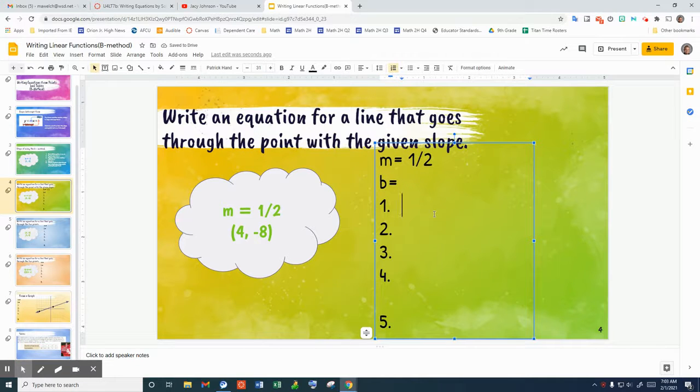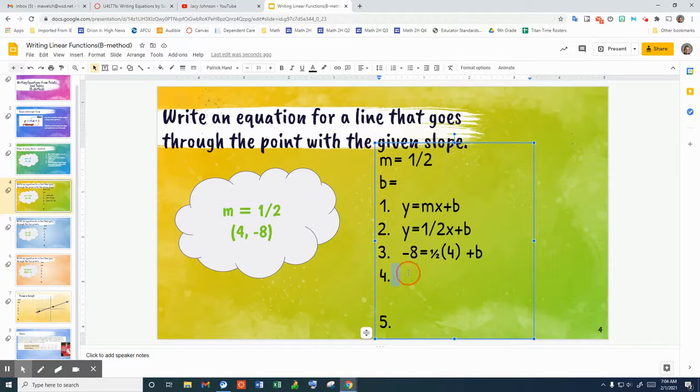So my steps are: 1, write the equation y equals mx plus b. 2, we are going to write y equals 1/2 x plus b. 3, we are going to replace the y and the x values. So -8 equals 1/2 times 4 plus b. B is now our only variable here, and so that's what we have to actually solve for.